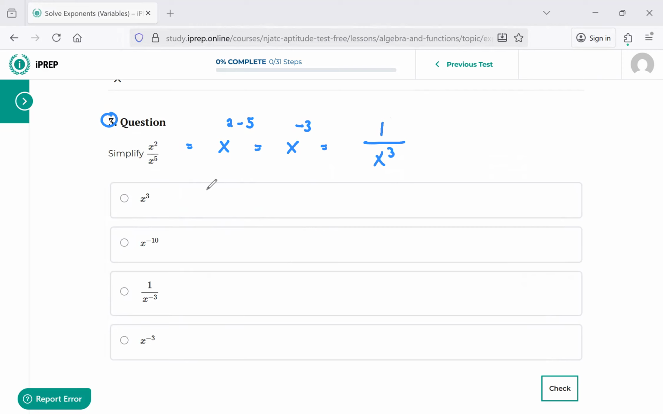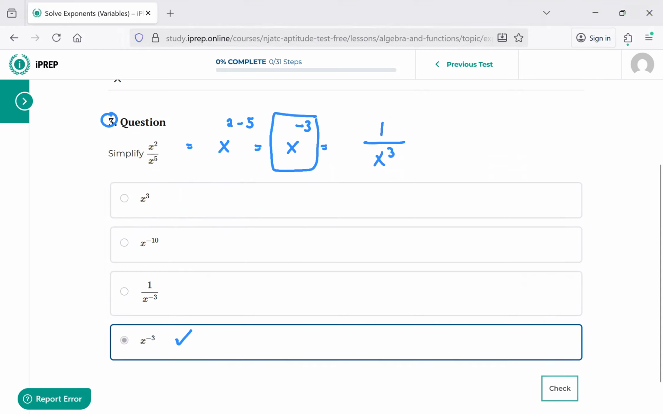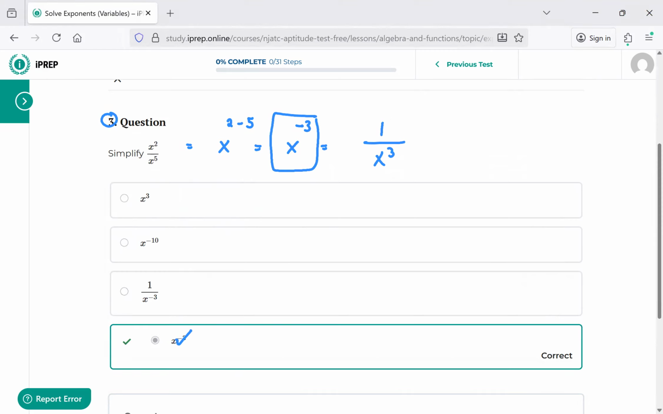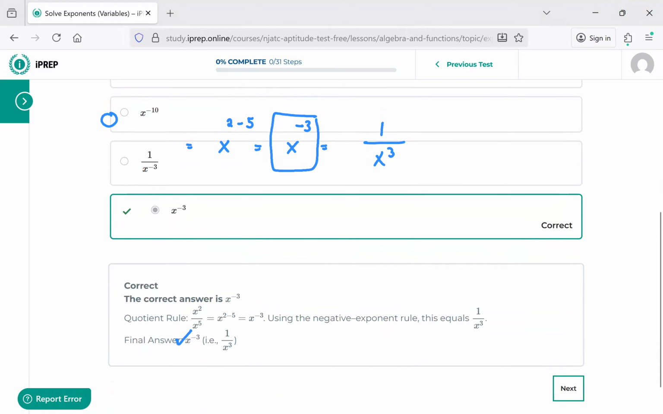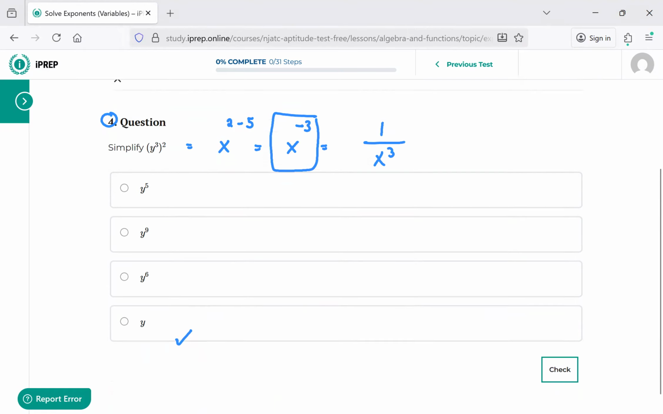And I don't see your answer because they just left it as negative power. So, yep, I guess it's this one. Correct. Okay, good. So maybe they don't want it all positive. Okay.